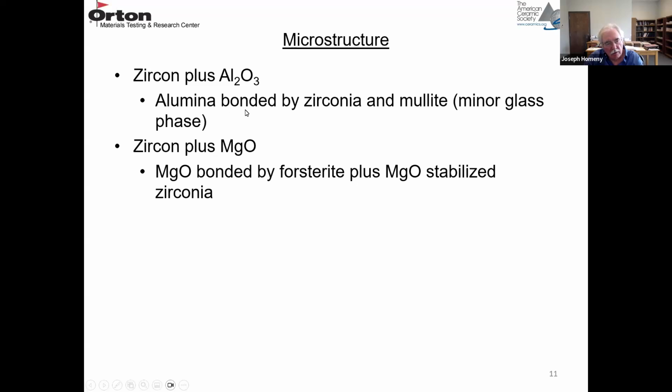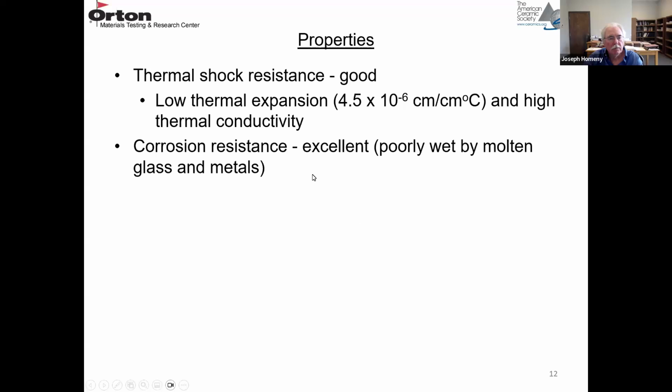So these refractories are going to have a matrix of zirconia and mullite, or phosphorite and zirconia. So zircon has a pretty low thermal expansion, 4.5 times 10 to the minus 6. That's comparable to materials like silicon carbide and silicon nitride. And keep in mind that MgO is about 13.5 times 10 to the minus 6. So it's got a pretty low thermal expansion.